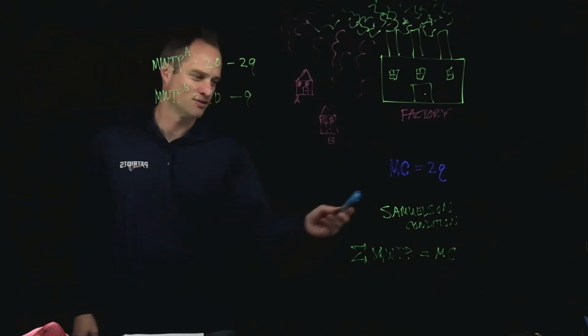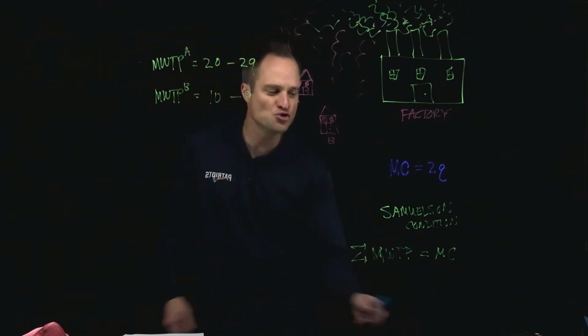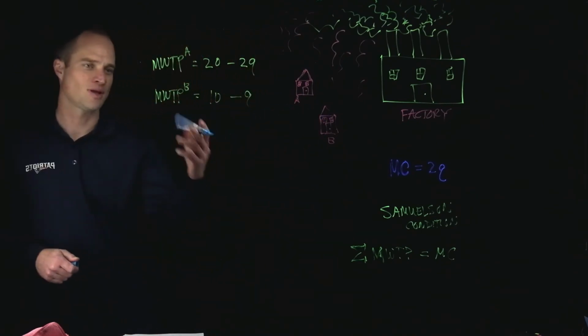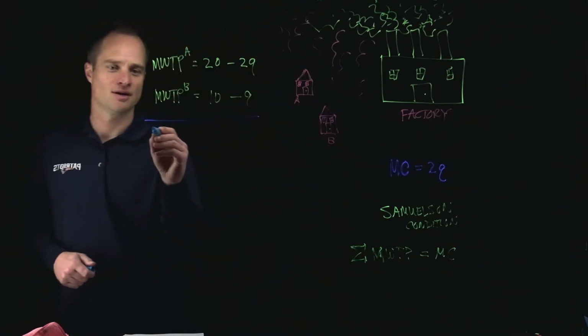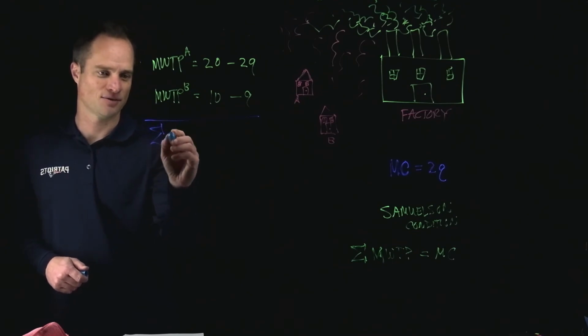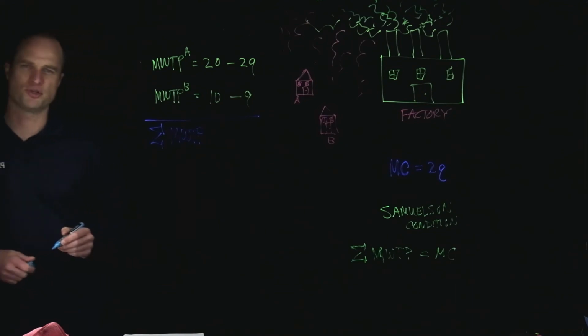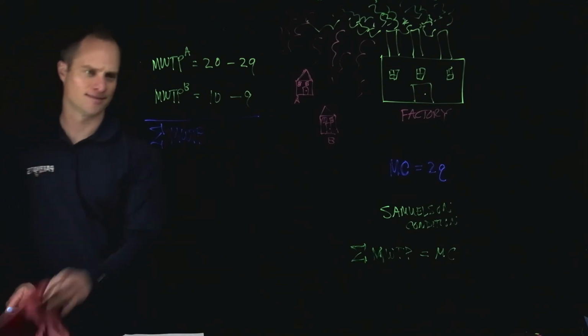So what do we need to do to figure this out, to use Samuelson's concept and find the optimal Q? We've got to sum our marginal willingness to pay. So sum MWTP.